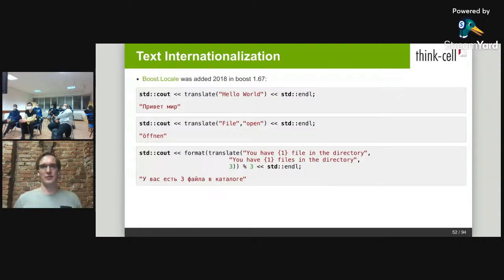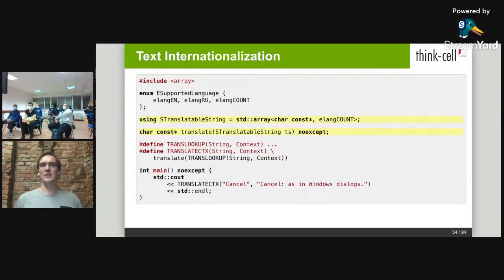But this is 2021 now. We don't have to do runtime text lookups like it's 1995. We have constexpr functions, and we can do them at compile time. So this is what our code looks like. Let's say we have only two supported languages, English and Russian. And we have a translatable string, which is just an array of all the translations we have, two here in our case. And the translate function would simply pick the right one, taking into account the currently set UI language.